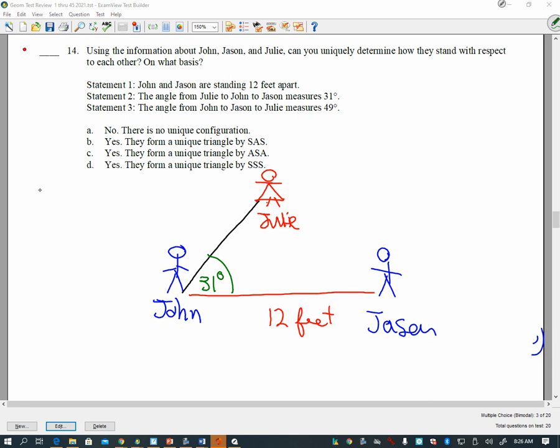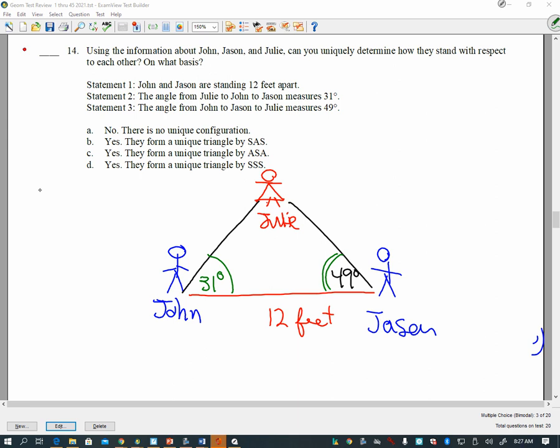Let me read the next statement. The angle from John to Jason to Julie is 49 degrees. Draw a line from Julie to Jason. Okay. At Jason, put 49 degrees. Okay, that's this angle right here. Do they create a unique configuration based upon how they're standing with each other?